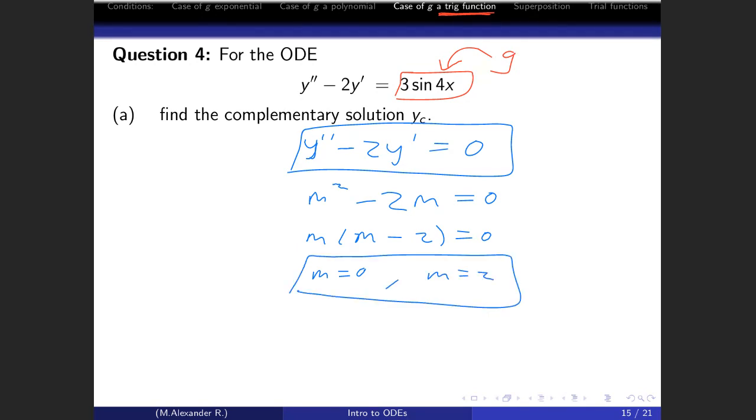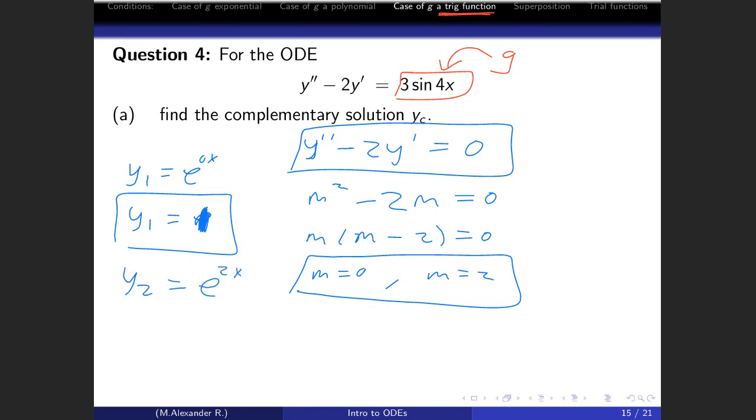So those are your two solutions to the algebraic equation, which means that your solutions to the homogeneous equation are e to the 0x, which you can simplify to just the number 1. E to the 0 is just the number 1, so that's your first function. And then your second solution is going to be e to the 2x. So those are your two linearly independent solutions.